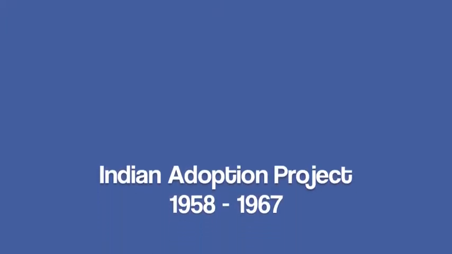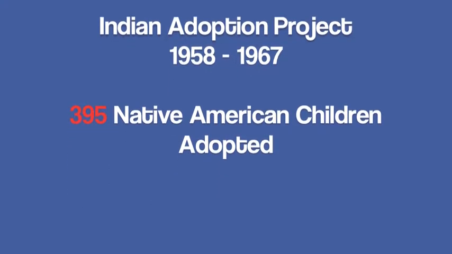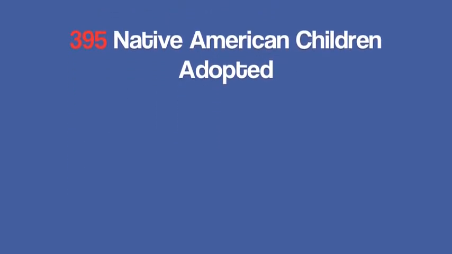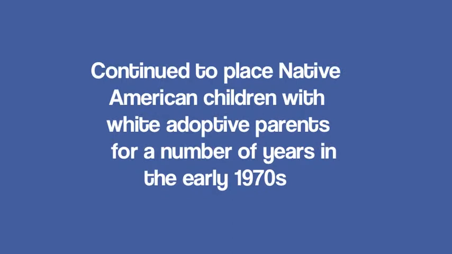The Indian Adoption Project lasted from 1958 through 1967. Officially, 395 Native American children from 16 states, primarily in the West, were placed with white families in states located in the East and Midwest. The project was followed by a similar program entitled the Adoption Resource Exchange of North America. That continued to place Native American children with white adopted parents through the early 1970s.